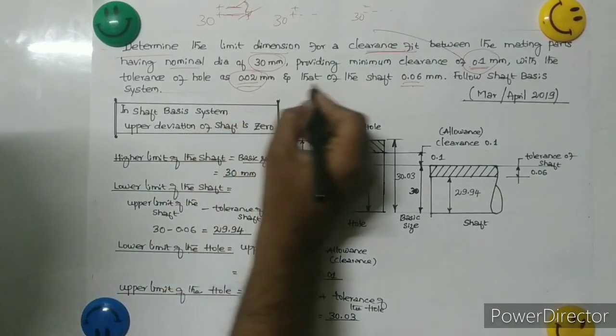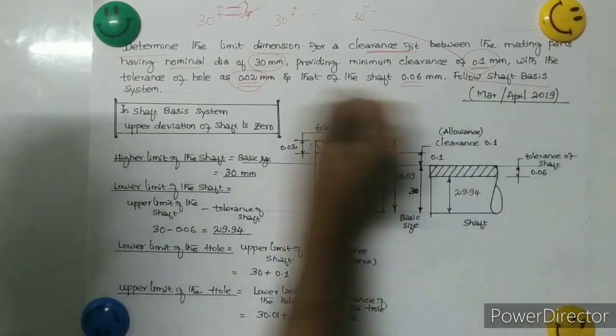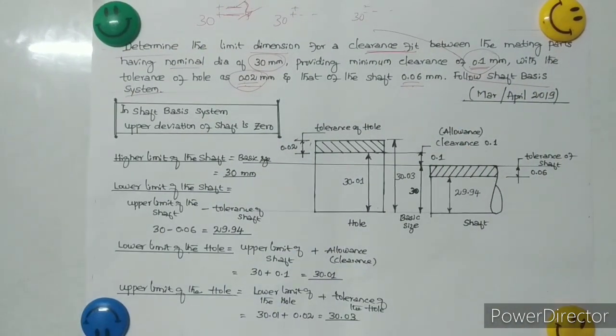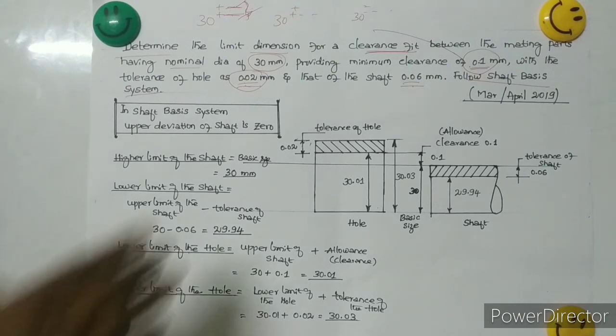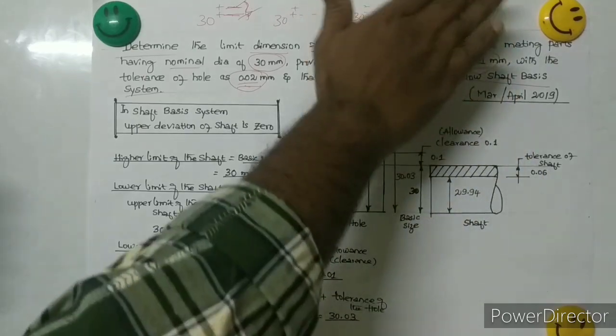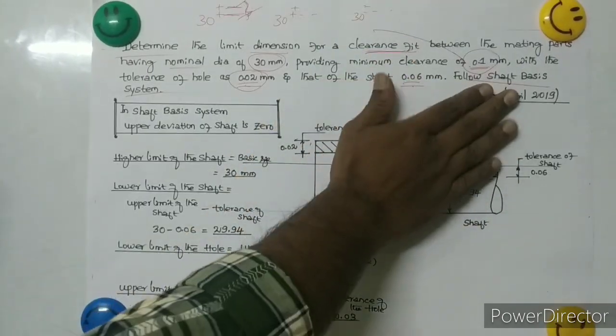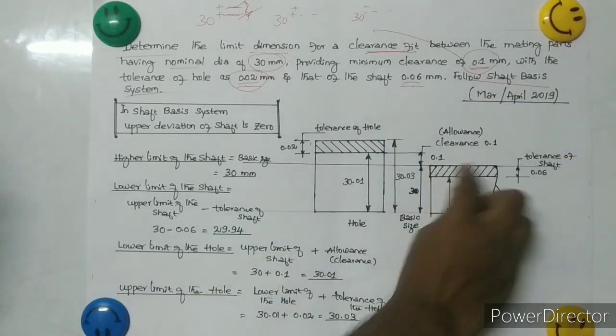Now the tolerance of the hole is given, the tolerance of the shaft is given. Follow the shaft basis system as I explained earlier. So what is the shaft basis system? The shaft is kept constant. The basic size of the shaft has deviation 0, and from that your hole tolerances will be varied. That is the shaft basis system: the shaft is kept constant.